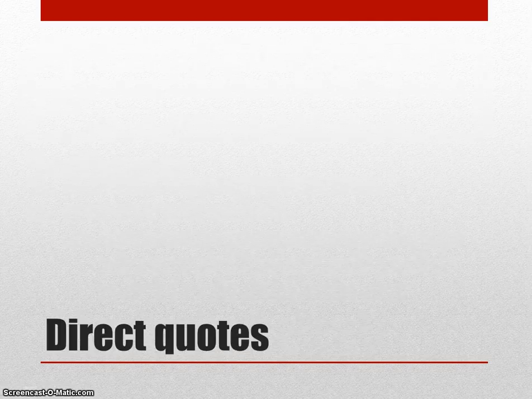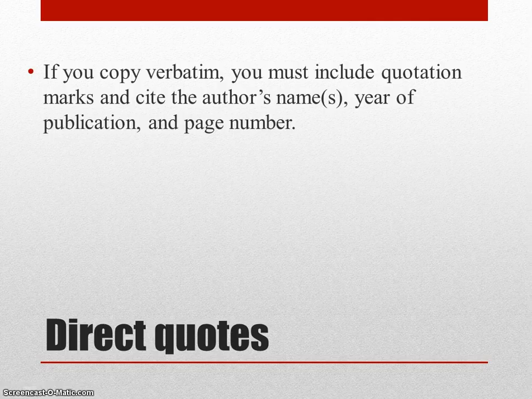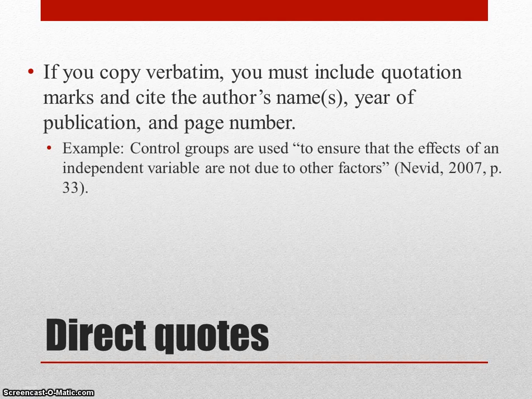So first scenario is when you are using somebody else's words exactly. If you are copying somebody else's words verbatim, meaning word for word, you have to include quotation marks, you have to cite their name, the year of publication, and the page number. And this is an example of how you would do this in APA style. You'll notice that the quoted part is in quotation marks, but not the whole sentence, and that the citation goes outside the quotation marks.